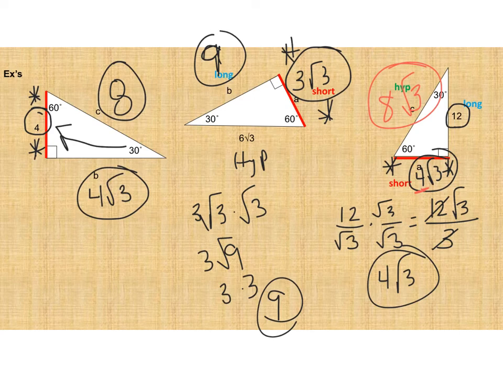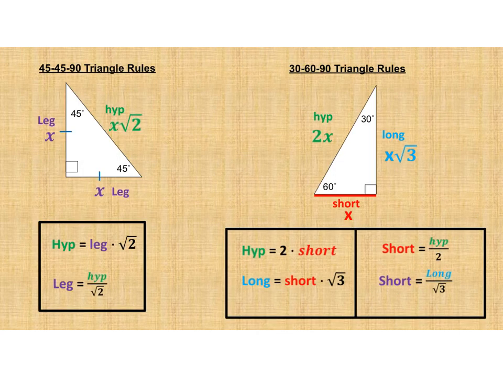Take a moment to check that out. So let's look. These are our rules. Hopefully they make sense to you. The two legs are equal in a 45, 45, 90. To get the hypotenuse, it's the leg times root 2. To get the leg, it's the hypotenuse divided by root 2. That's going backwards.